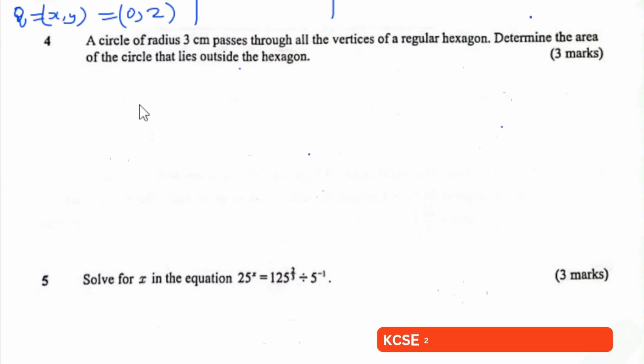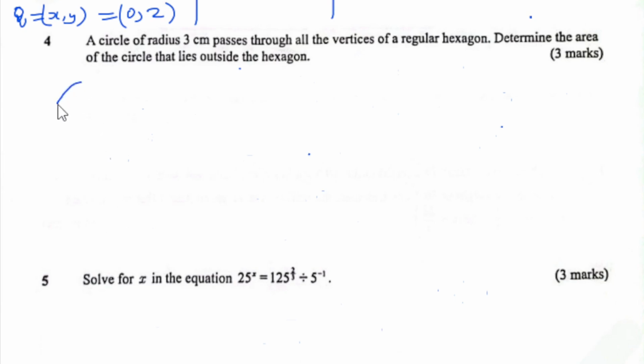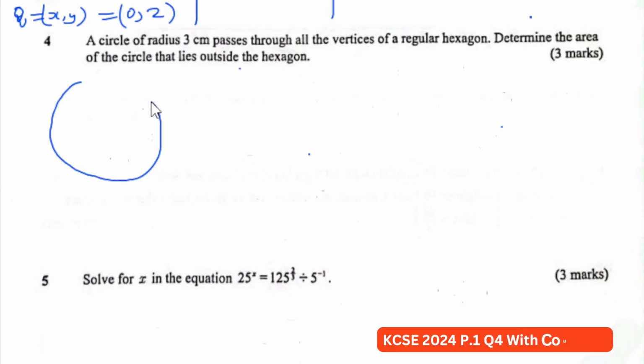We have been told about a circle, so we can plot a circle, not a perfect circle but just a sketch. Assume we have a circle like that one. We are told a circle of radius 3 centimeters passes through all the vertices of a regular hexagon. Another figure here, that is a hexagon.